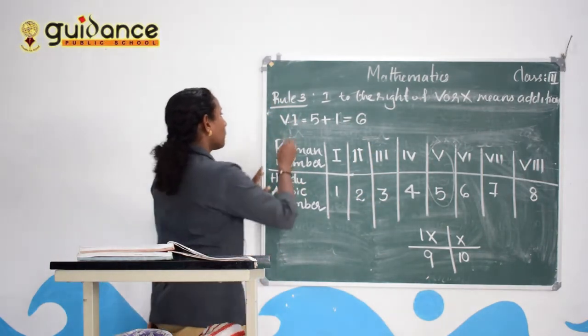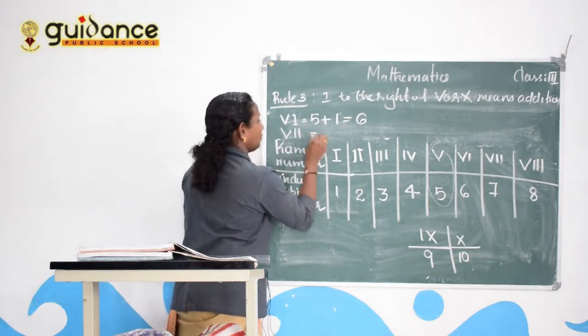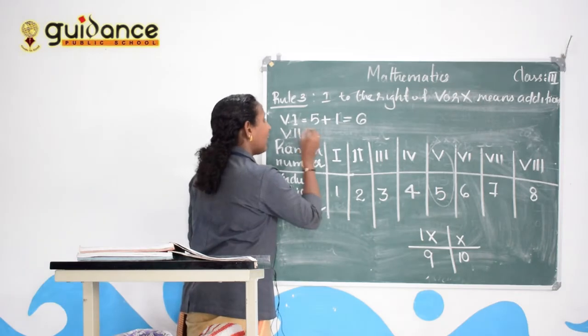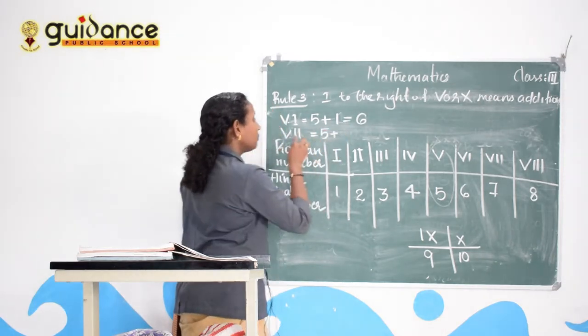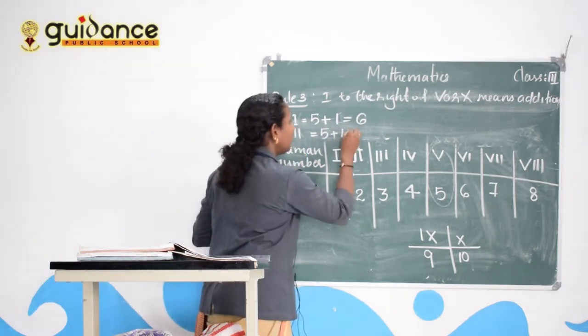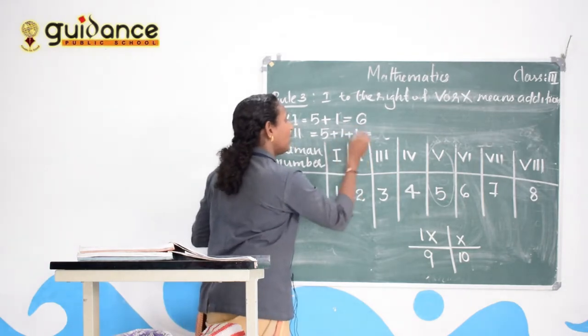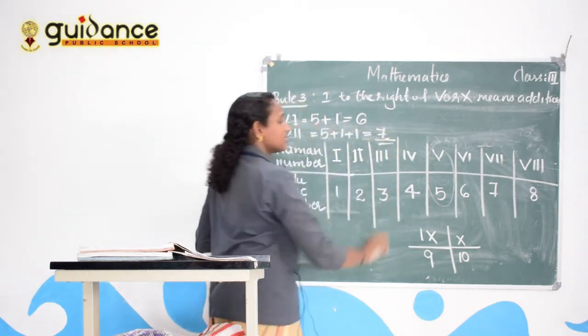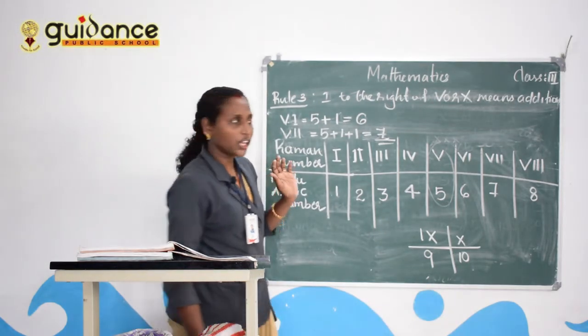And also, this is right is there. The value of V is 5, it is 1, and also 1. 5 plus 1 plus 1, that is 7. Okay, the next.